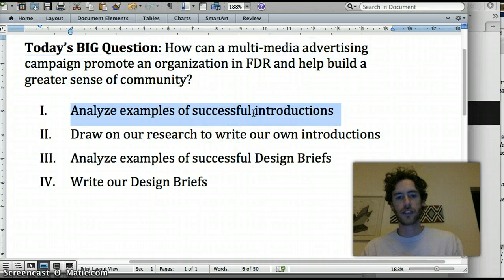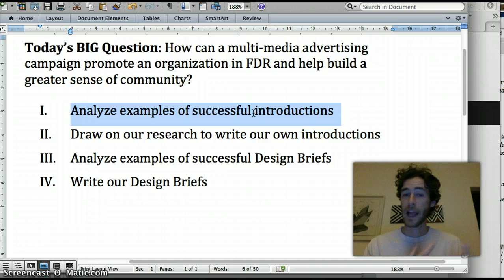Our first item on the agenda is that we're going to analyze examples of successful introductions. These are examples of student work from last year, maybe from some of you who were in 8th grade, when we were working on a similar unit that dealt with the PSAs. And you'll remember that our significant concept for that unit was media can affect people's attitudes and behaviors. So it's very related to the current unit we're doing. So we're going to take a look at some successful introductions there.